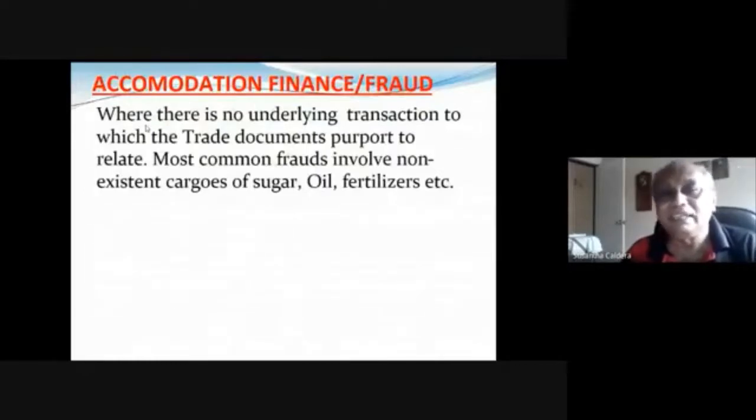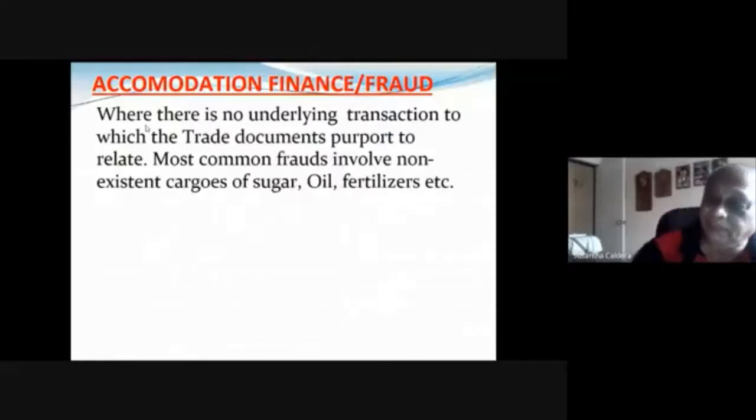Right, accommodation finance or fraud scanning, where there is no underlying transaction to which the trade documents purport to relate. That is accommodation finance. Most common frauds involve non-existent cargoes of sugar, oil, fertilizer, etc. Right, in 2006 I can remember when I was in HSBC Dubai, there was a party for a $3 million LC coming from one of the Nigerian banks, a high risk country bank. HSBC staff had overlooked all those basics, common sense.